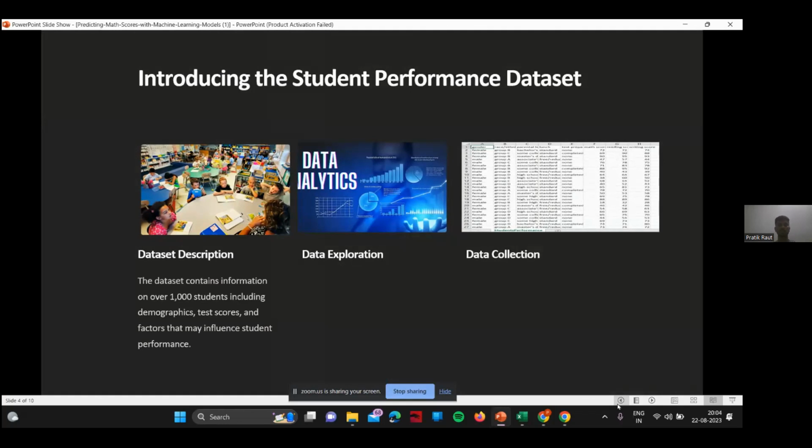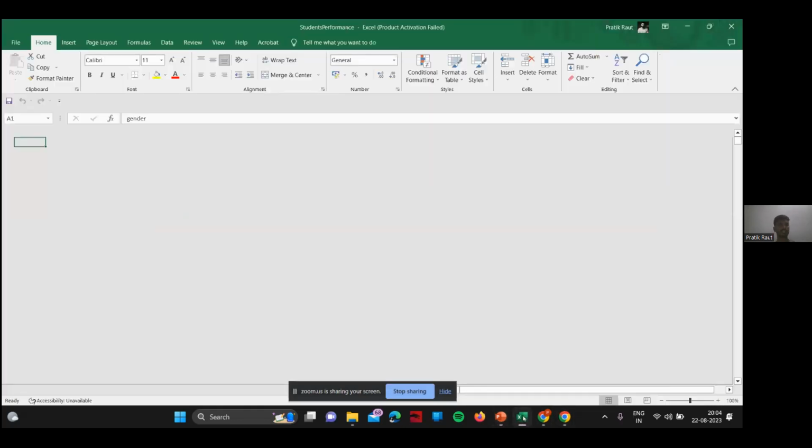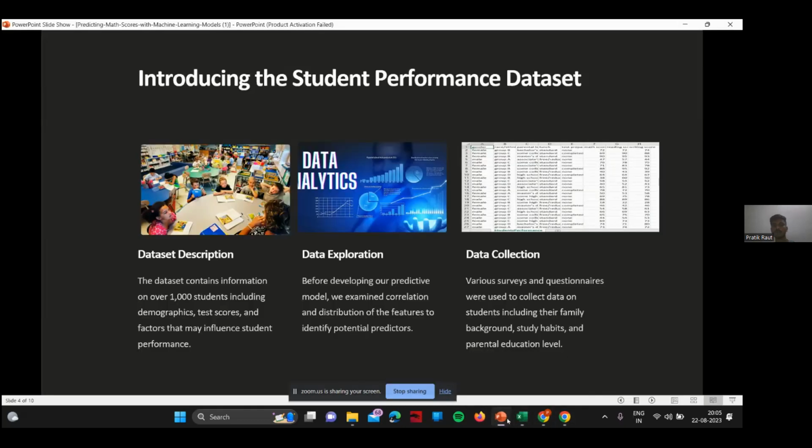Before developing the predictive model, we explain the correlation between the target variable and features, identify potential predictors, and then data collection. Various surveys and questionnaires were used to collect the data of students, including their family background, such as parental level of education, race, gender, etc. I want to show the data set also. Here is my data set that contains 1,000 rows and 9 columns. The columns are gender, race, ethnicity, parental level of education, lunch, test preparation, math score, reading score, and writing score. Then back to my presentation. Here you can also see my data set, which I included in my PPT.